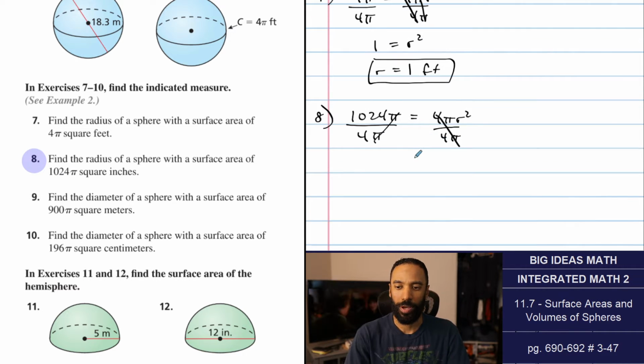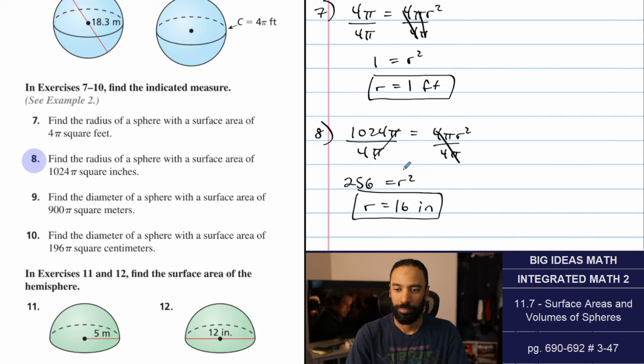And the pi's are gone, but 1024 divided by 4 remains, and that's 256. You can take the square root of that and get 16 as an exact answer. This is in inches. That is your radius. 7 and 8.